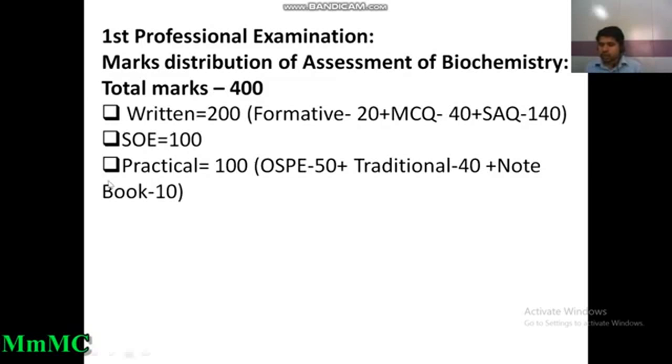Another important topic is dietary fiber. Define dietary fiber, classification of dietary fiber, and what is the importance of dietary fiber? This is very, very important: the importance or clinical importance of dietary fiber.